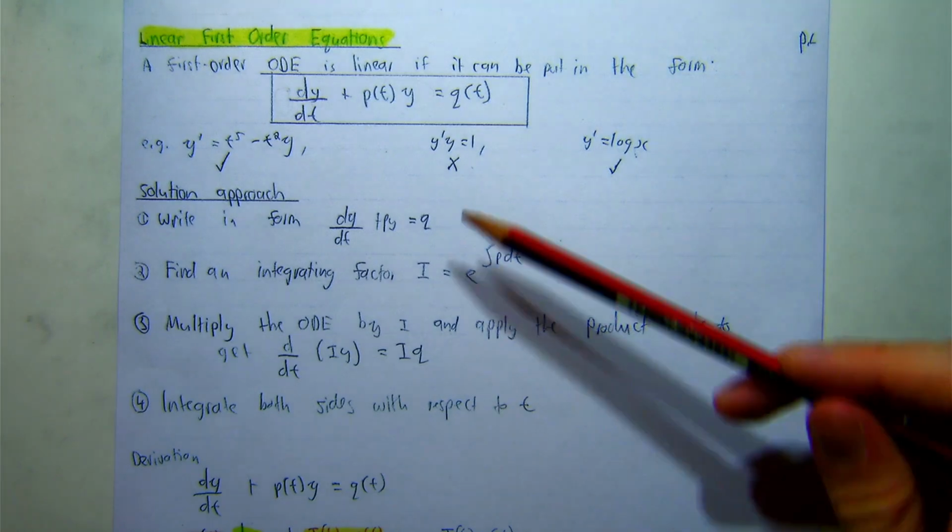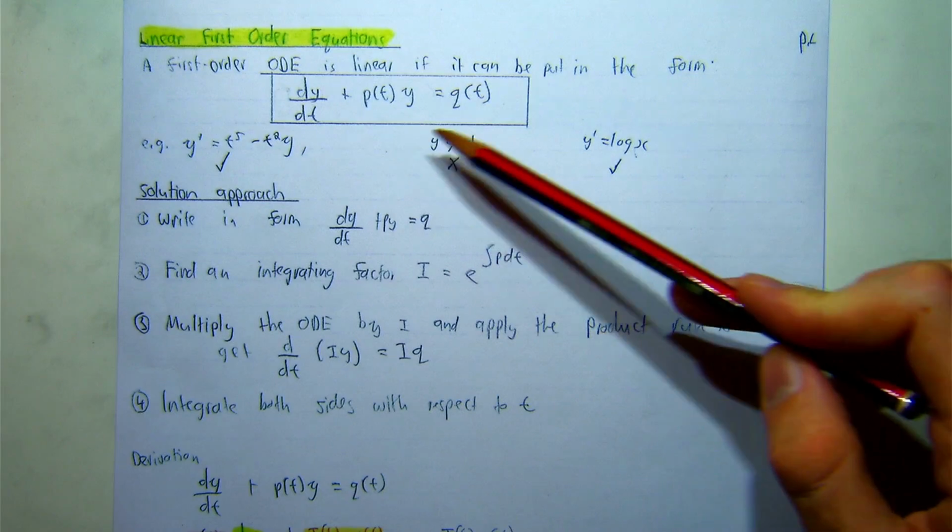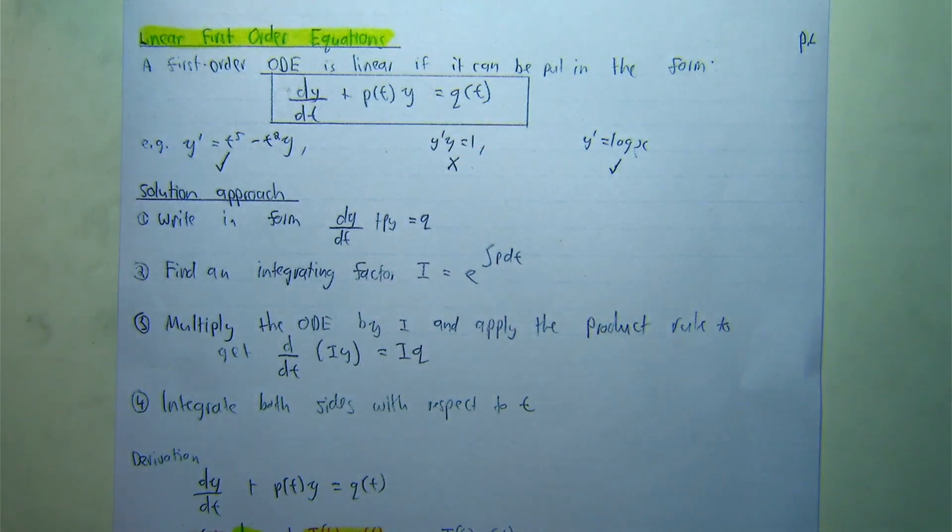But what it's not is it's not y times y or the derivative times y, it's some function p of t. And on the right hand side, we have it equal to some function q of t. And if you can get into this form, it's a linear first order equation. And the reason why it's useful to be able to put it into this form is that we actually have a general solution approach that we can use to solve this ODE. And if you can correctly identify it and get into this form, you can then follow these steps and solve it using this method.